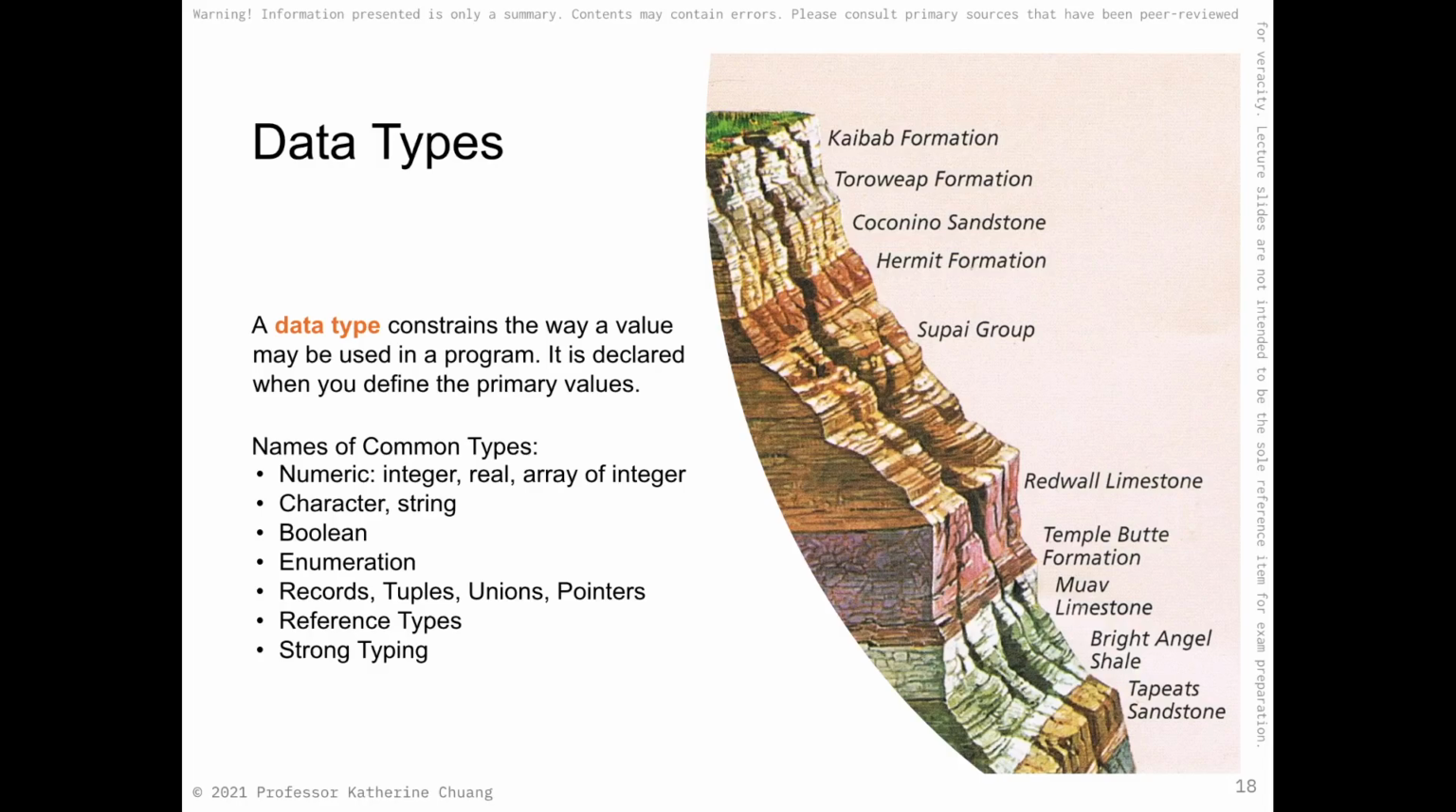Next concept is data types. This is talking about the way a certain value could be used in a program. So the reason why I have this picture of the geological substrates is because it gives you an idea of, values are all values, but then there's different types of values.